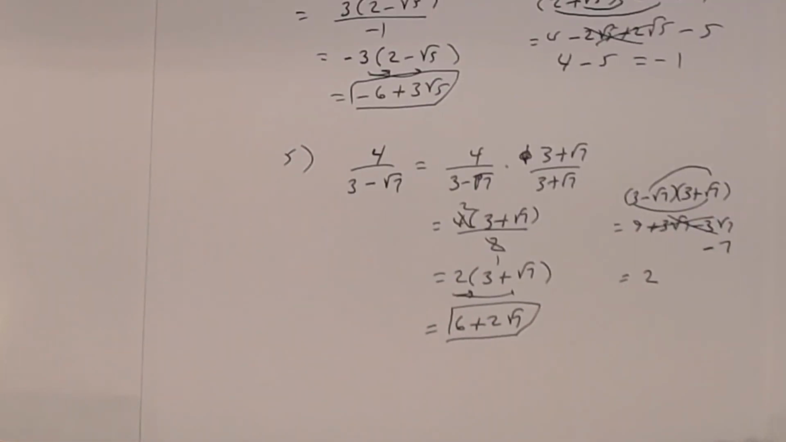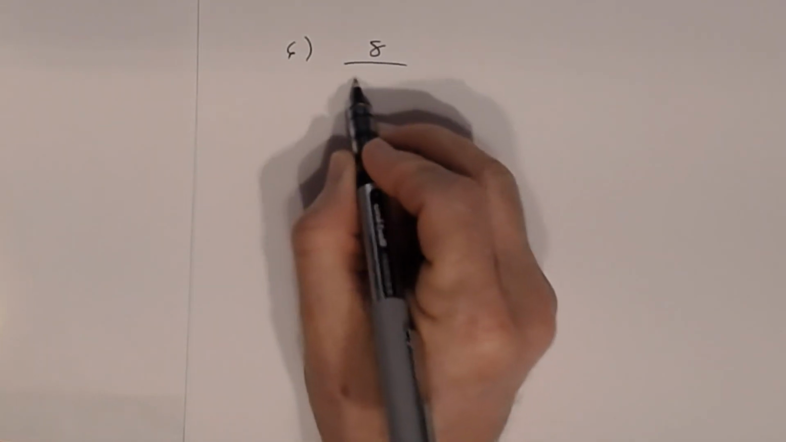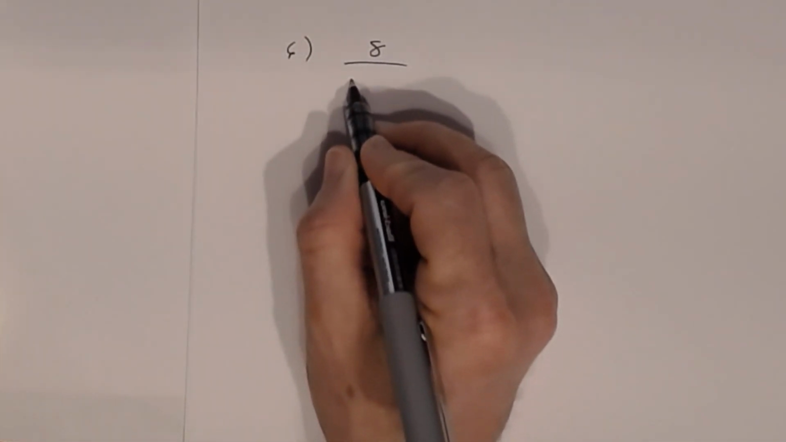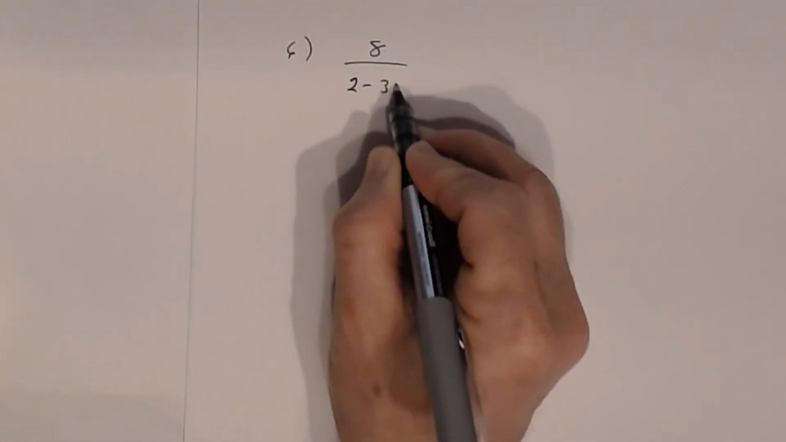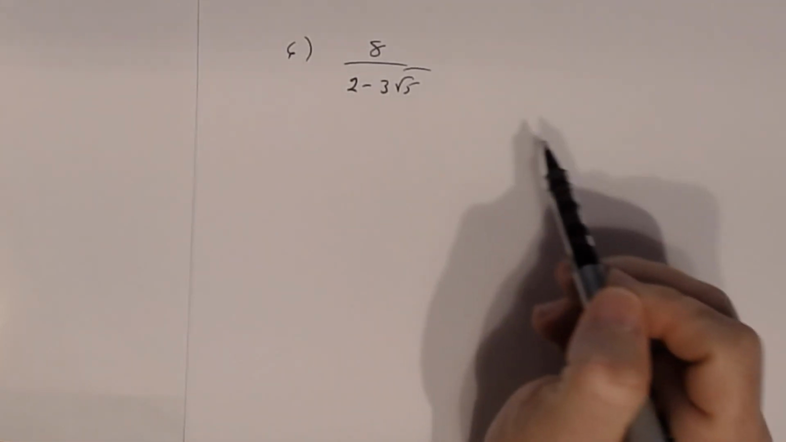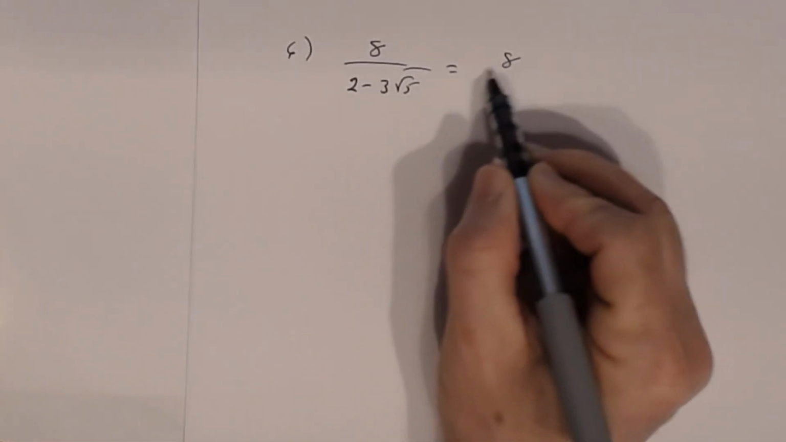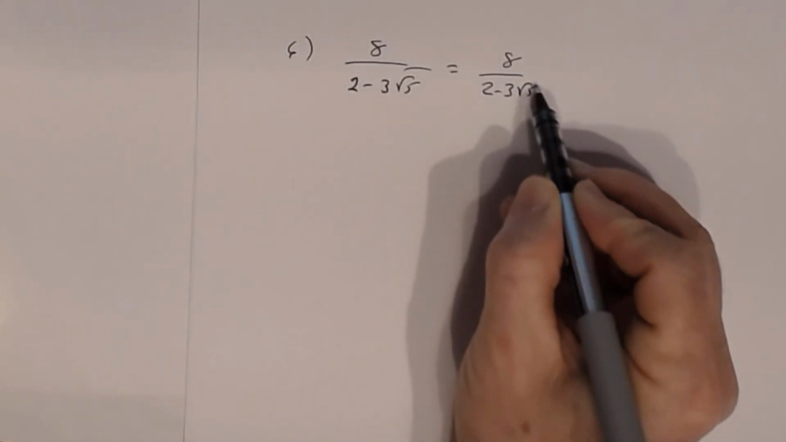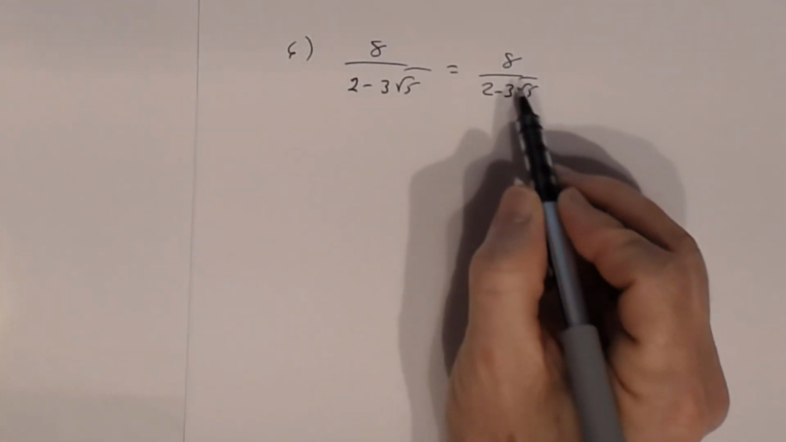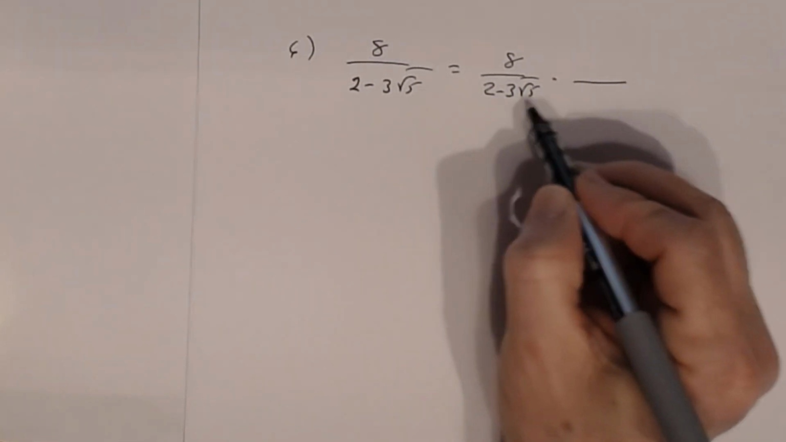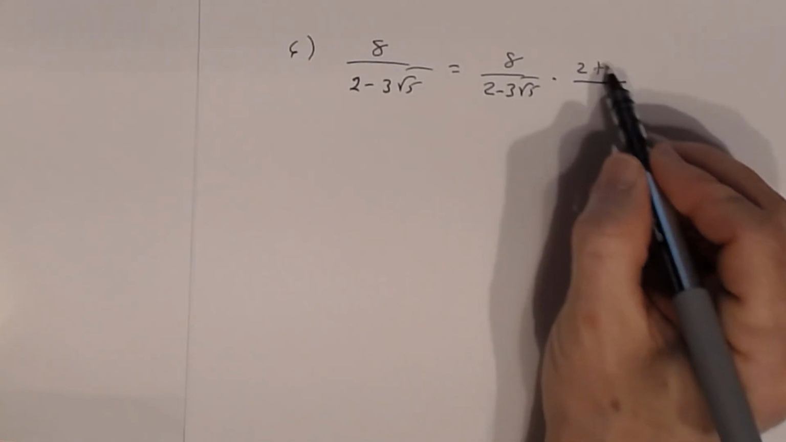If you look at number 6, let's say you had this instead. You had 8 divided by 2 minus 3 square root of 5. All right, 2 minus 3 square root of 5. So I'm going to go ahead and rewrite this. Remember, you want to get rid of the square root that's in the denominator. So you'll multiply numerator and denominator by the conjugate. So the conjugate of this is 2 plus 3 square root of 5.